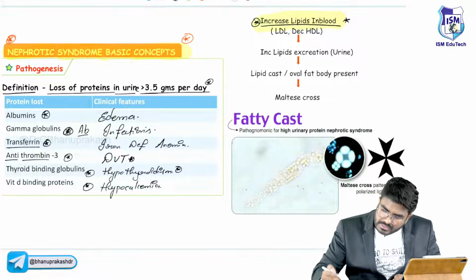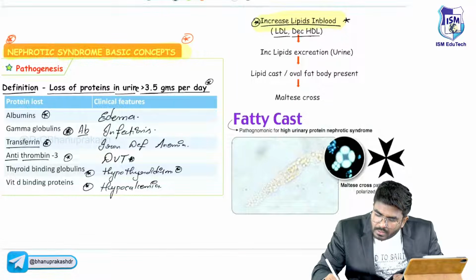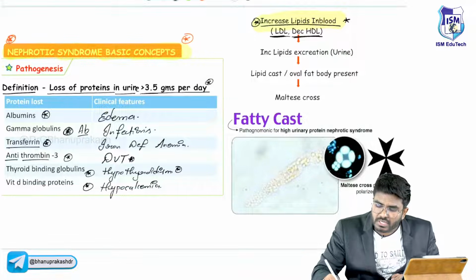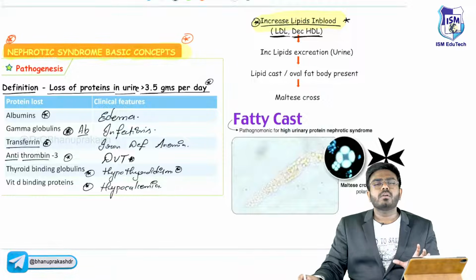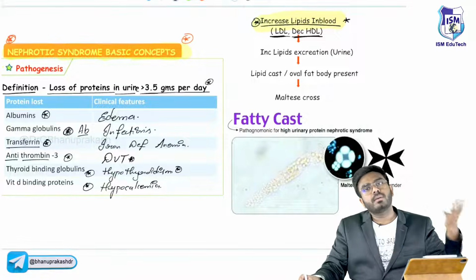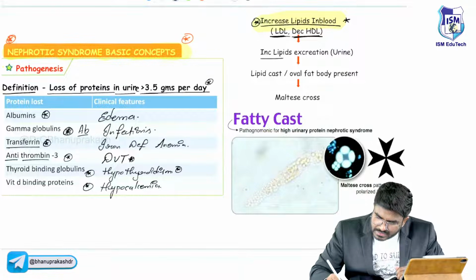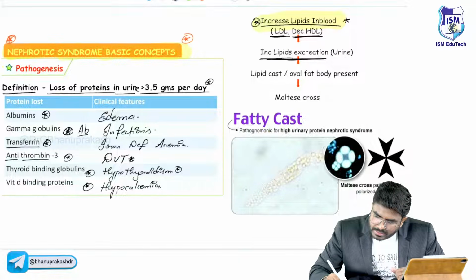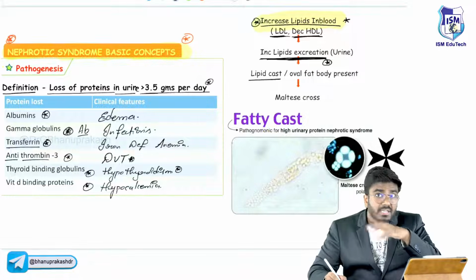So there is an increase in the lipids in the blood like LDL. Especially LDL cholesterol levels are going to be elevated. HDL cholesterol levels decrease. Now, this increased lipids will also go out in the urine. So, increased lipid excretion. Lipids are going to go out in the urine. So, in the urine, what you will see? Lipids are coming out, right?